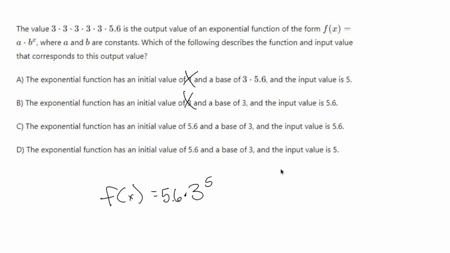Well, by input value, what that means is we're assuming that the input value is x, and we're inputting 5 in this case because there's 5 threes. So the answer in this problem is going to be D. It wouldn't make sense to have 5.6 again in this problem. So even if you're not 100% sure what input value means in this case, we could still realize that we wouldn't use 5.6 twice if it's not seen twice. So we're going with D. D seems to make sense, and that's our answer.